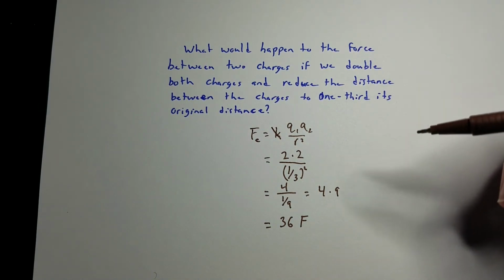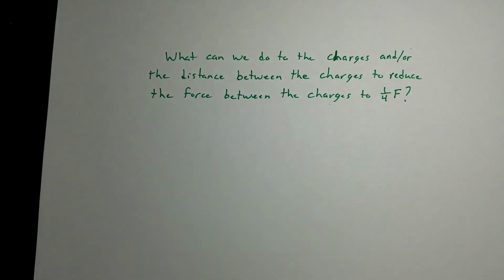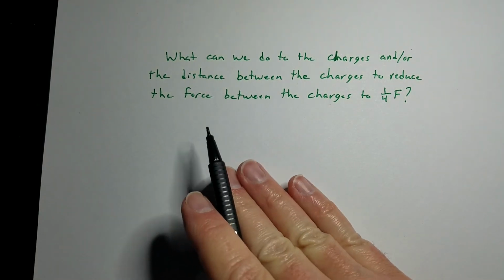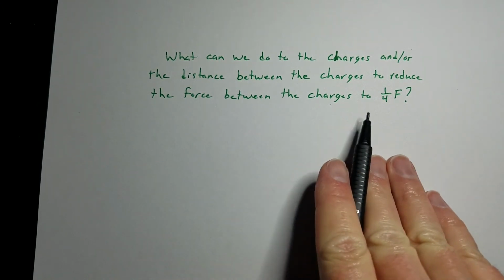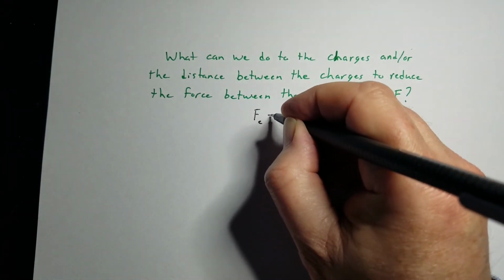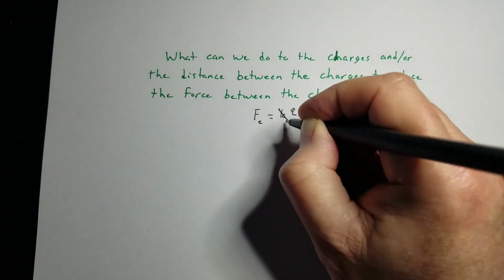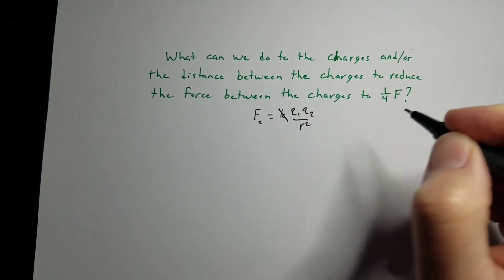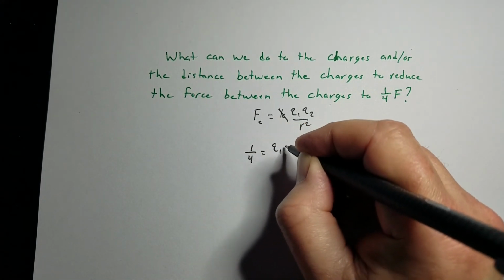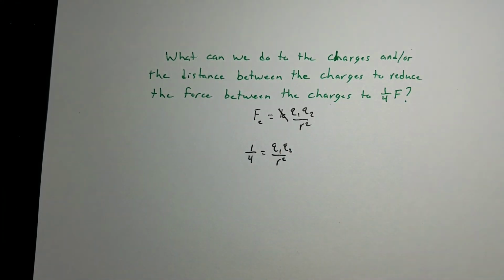But what if we are just going to ask how we can get a certain force? So this question asks, what can we do to the charges or the distance to reduce the force between the charges to 1/4 its original value? Okay, so we still got Fe equals K Q1 Q2 over R squared. And again, we can ignore K on this type of problem. But we want the force to be 1/4 as much. What can we do to the charges and the distance to get that?